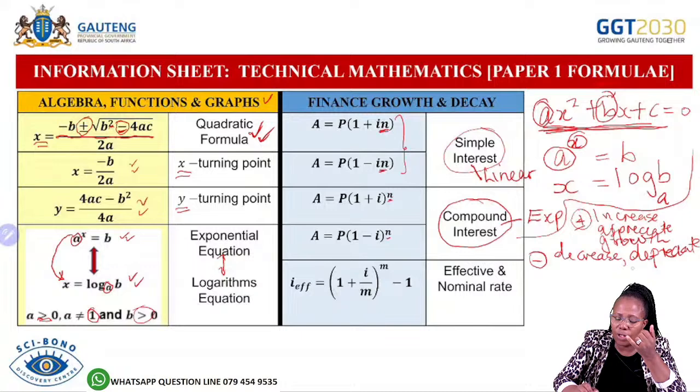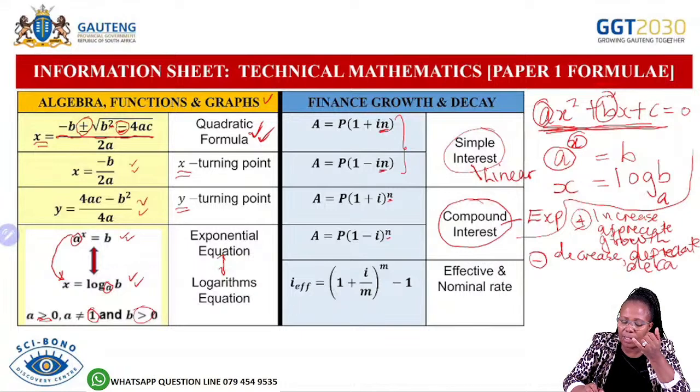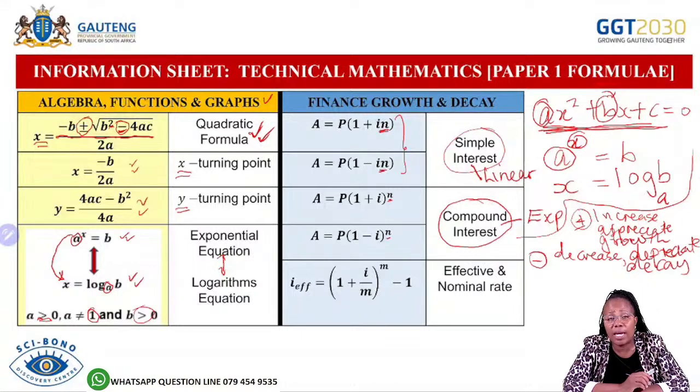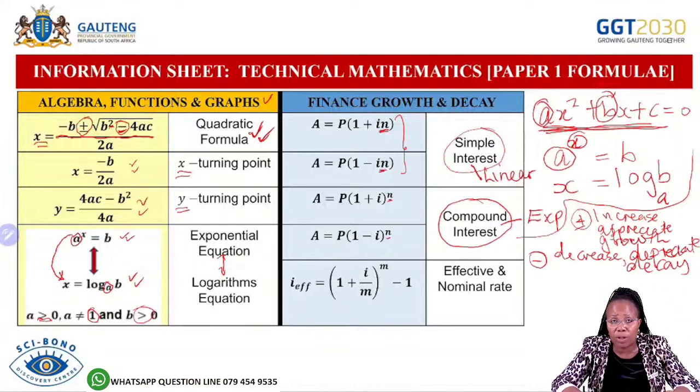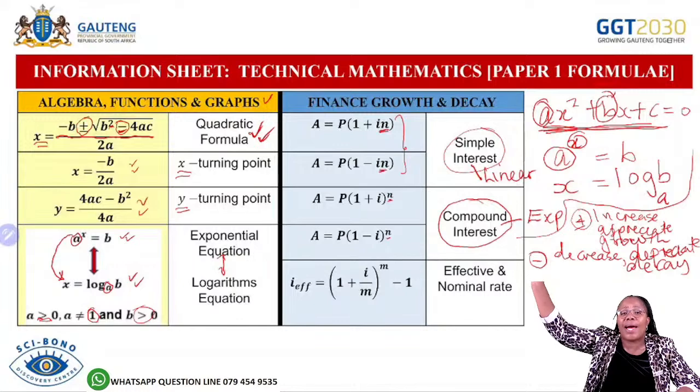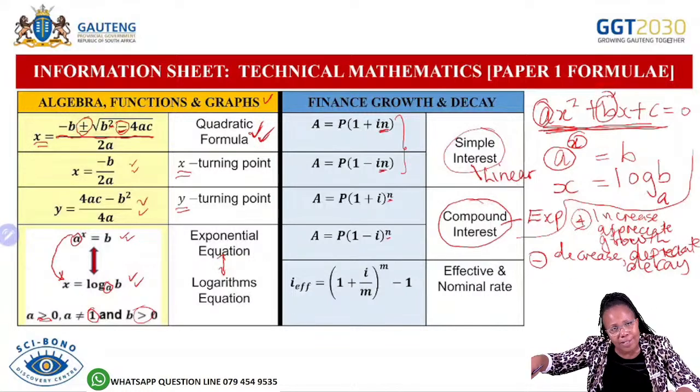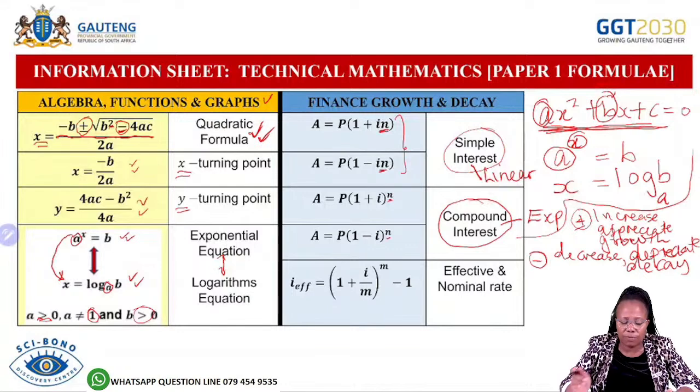We are also looking for a decay or a decrease in value. Decrease, decay, depreciation. Those are the keywords that are telling us that we must use a negative formula now, because the value will now be going down. Okay, increasing, we are adding, therefore we take a plus formula. We decrease, we are minusing, then we take a minus formula.